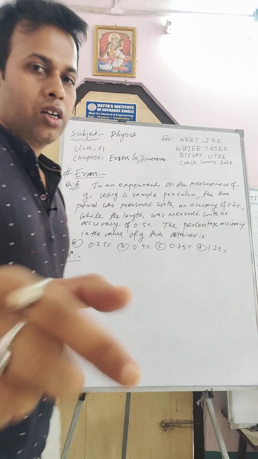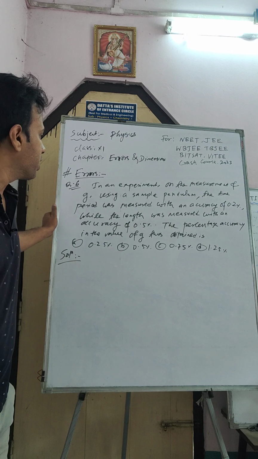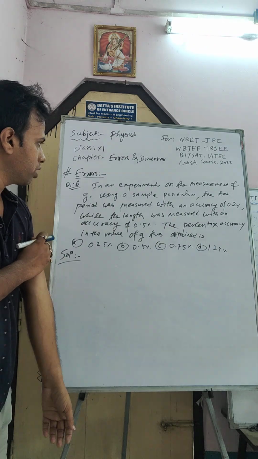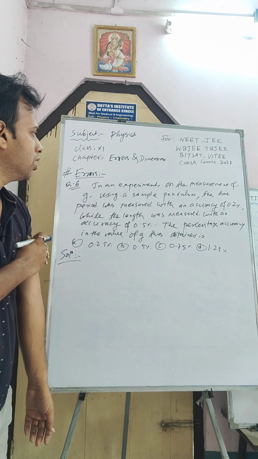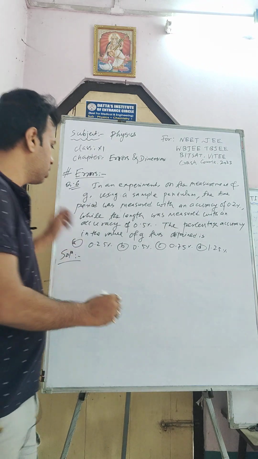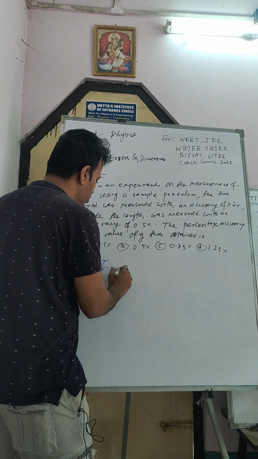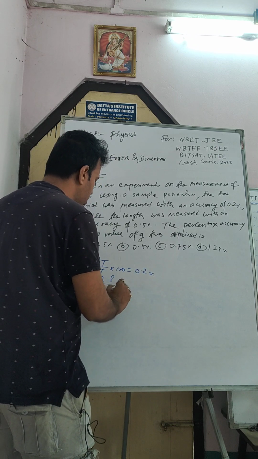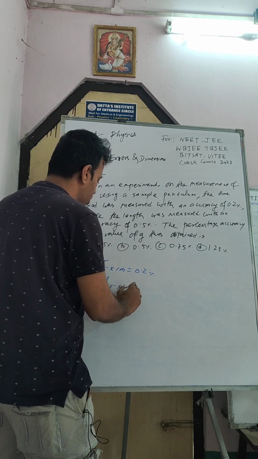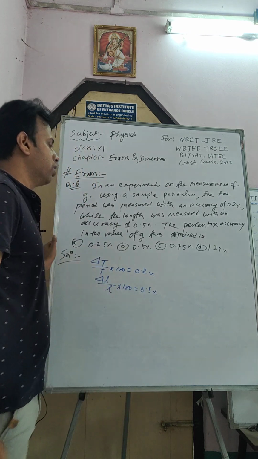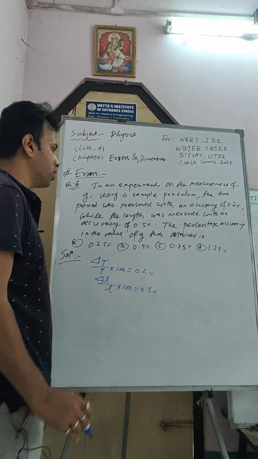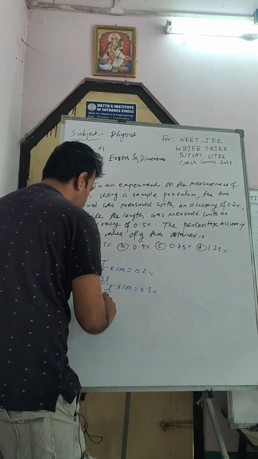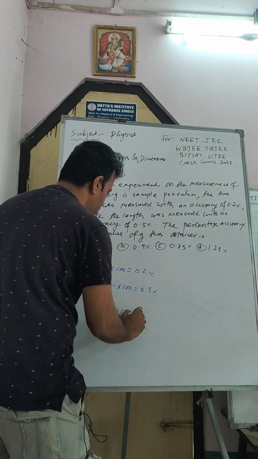Next question. So our next question, that is question number 6. In an experiment on the measurement of g using a simple pendulum, the time period was measured with an accuracy of 0.2%, while the length was measured with an accuracy of 0.5%. That is what is given here: del T by T into 100 equals 0.2% and del L by L into 100 equals 0.5%. The percentage accuracy in the value of g thus obtained is, wait, we have to find out del g by g into 100.